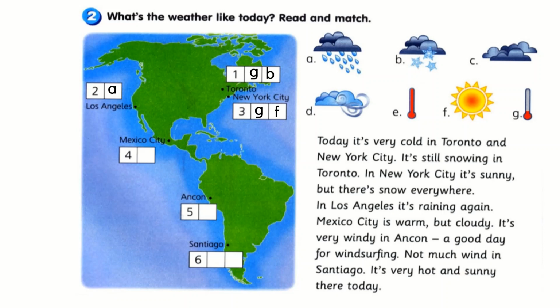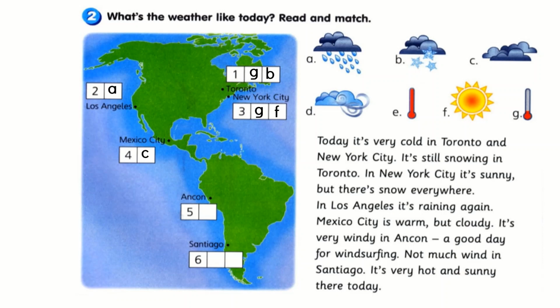Now next we have Mexico City. Mexico City is warm but cloudy. Now there's no picture for warm, but which picture shows that it is cloudy? It's C. And where is Mexico City? It's number 4. So let's fill in that blank with C.